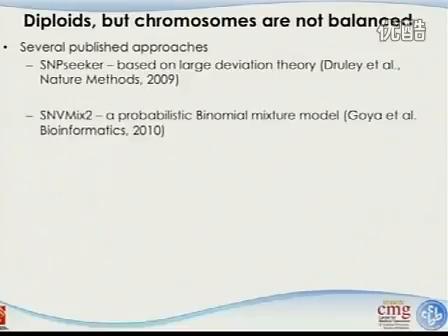And another one is called SNVMix2. It's a probabilistic binomial mixture model. Okay, it can be really, really complicated as well. And this is published in Bioinformatics in 2010. But there were 2 papers using this approach, one published in Nature, the other published in New England Journal of Medicine. And both of them are trying to figure out the somatic variations in cancer cells.